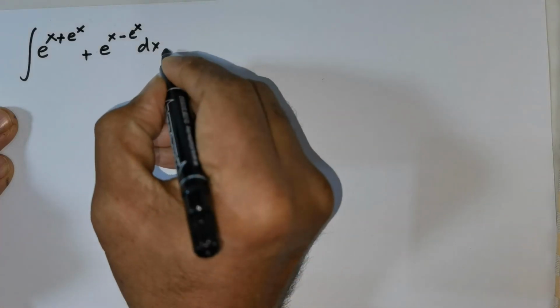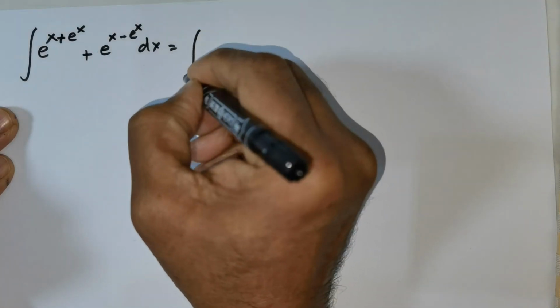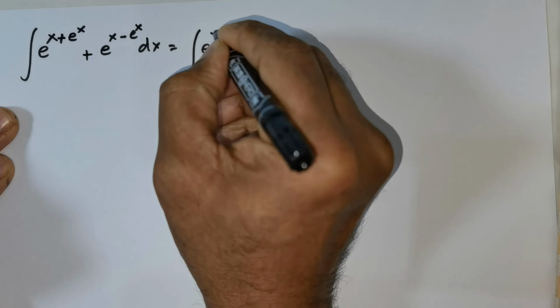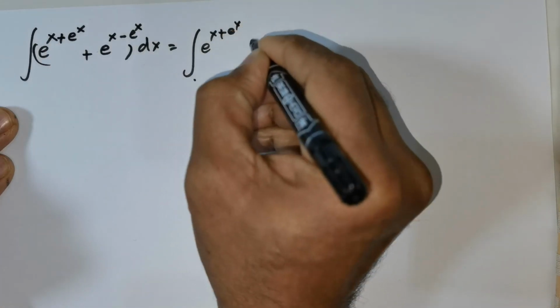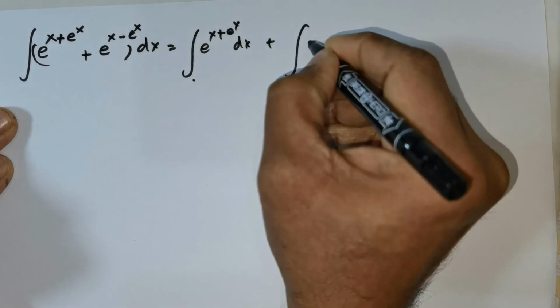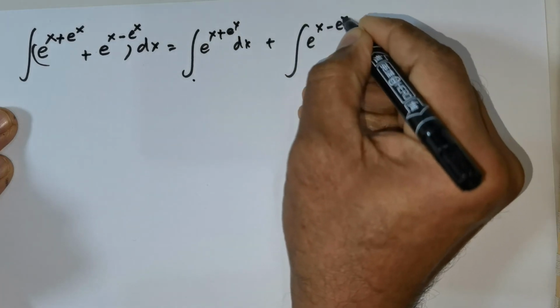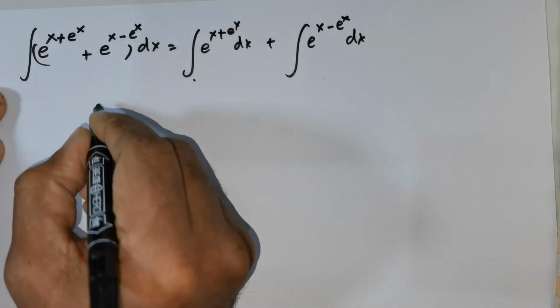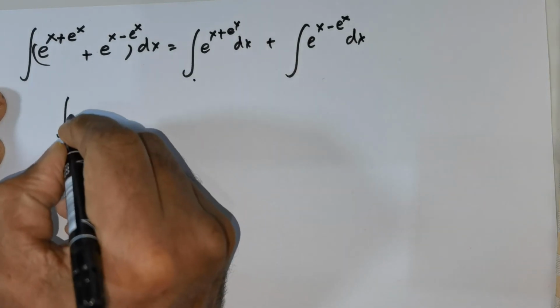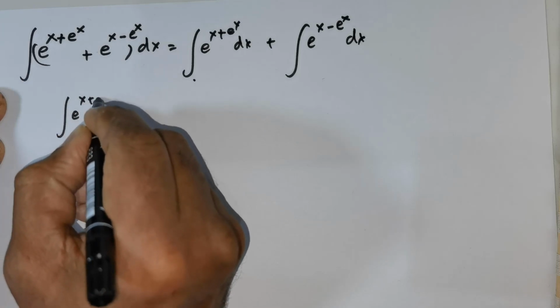Now foremost, what I'm going to do, I'm going to rewrite this as integral e raised to the power of x, plus e raised to the power of x, times dx, plus e raised to the power of x, minus e raised to the power of x, times dx. Now consider this quantity.